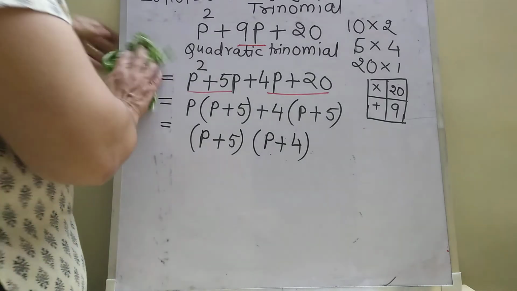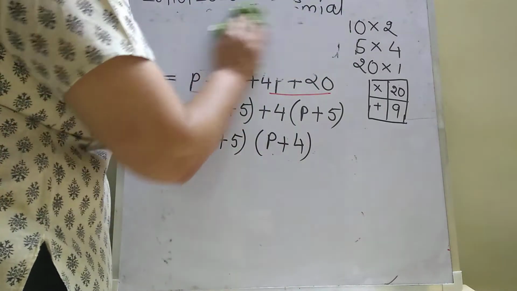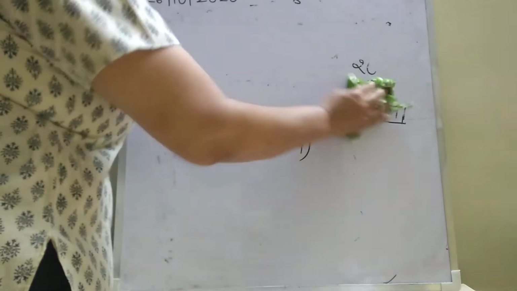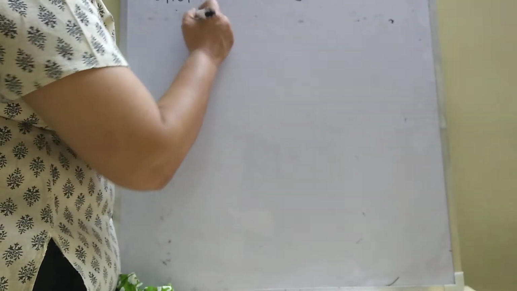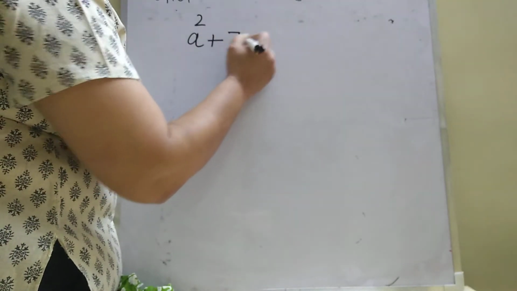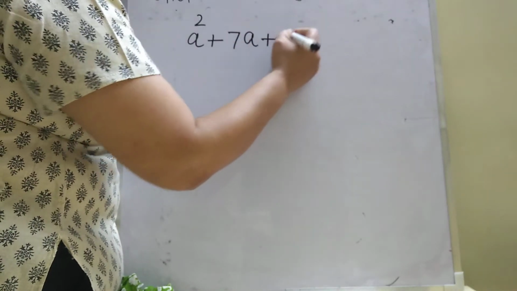Okay, let us see one more example. You know what is meant by quadratic? I told you quadratic means the degree should be 2, and trinomial means there should be 3 terms. Okay, see one more example: a square plus 7a plus 12.